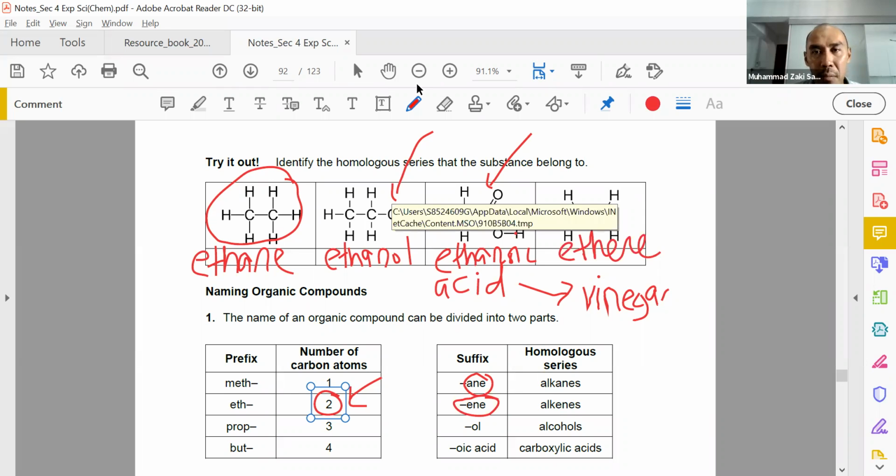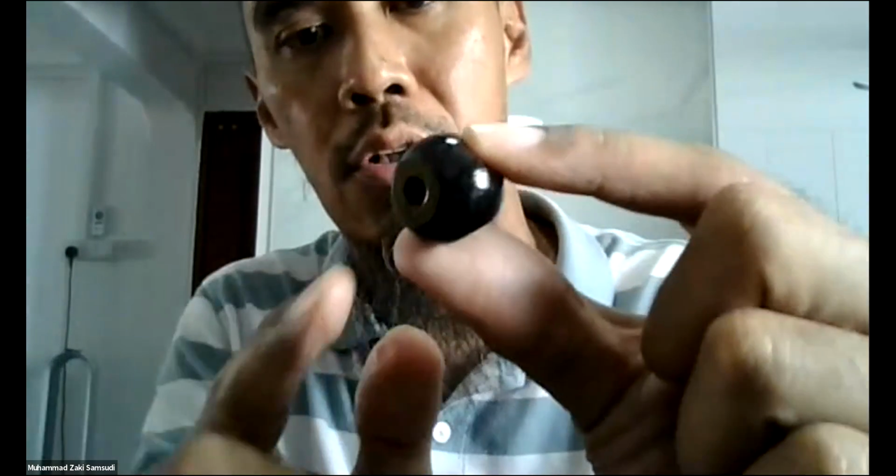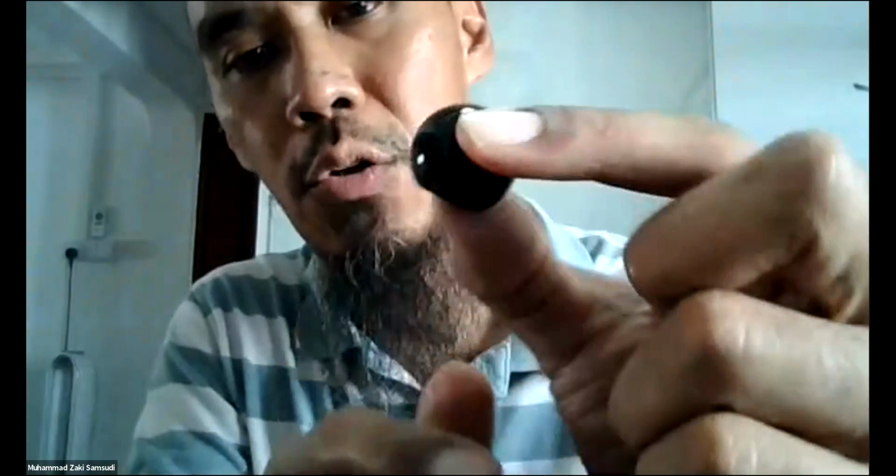Let me stop here first. You see your model, right? Can you take out your models? There are 2 things I need to tell you. The black one is carbon. Why does it represent carbon? Because there are 4 holes here. Carbon has 4 outermost electrons, if you remember, which means it can accommodate 4 sharing.